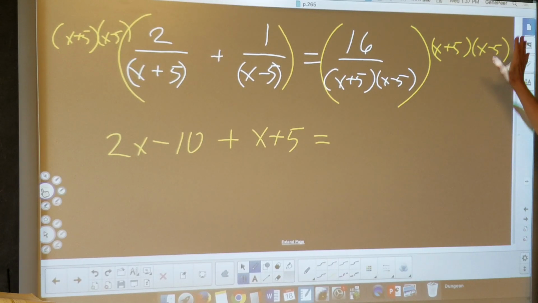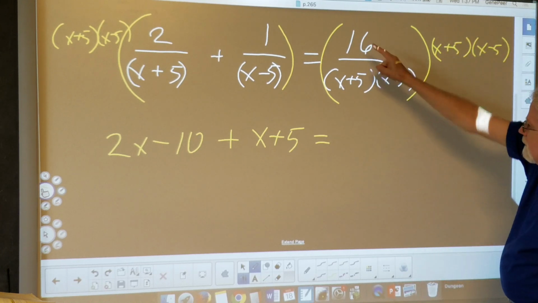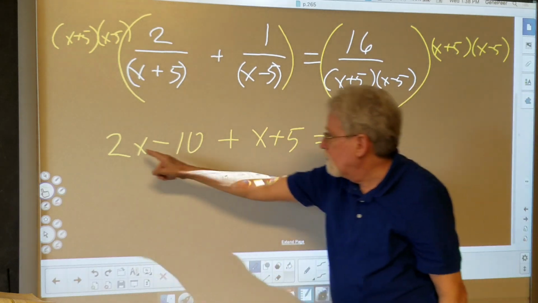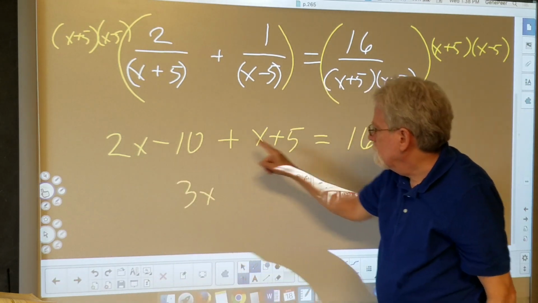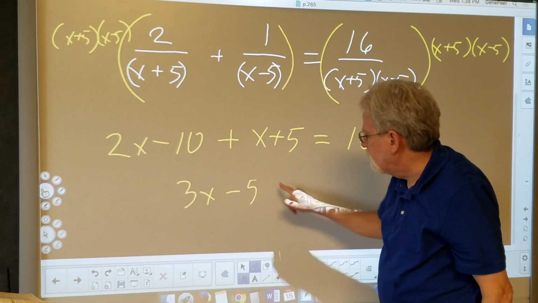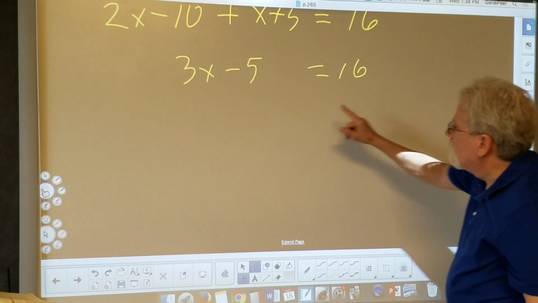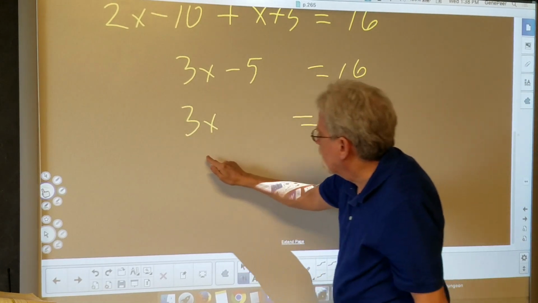equals. Here, oh glorious, the whole thing cancels. We're left with nothing but 16. From there, it's pretty easy to solve, right? 2x plus x, that's 3x. Negative 10 plus 5 is minus 5 equals 16. We will now add 5 to both sides and divide by 3.